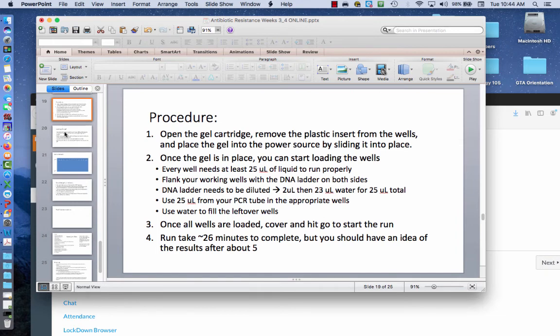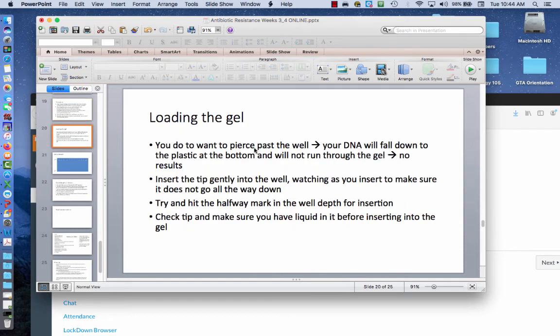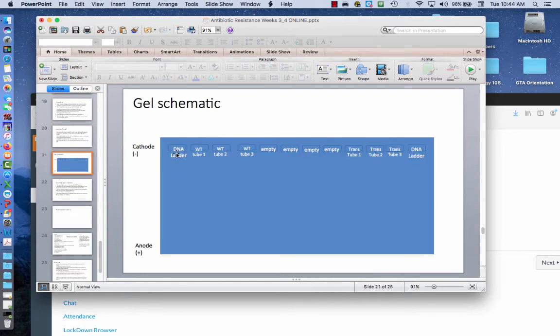We already did all this for you, so I guess we don't need to talk about the procedure and exactly how you open the cartridge. We were careful not to pierce the gel when we loaded our samples onto the gel. This is sort of how our gel ended up looking. We have a DNA ladder in well 1. This is a collection of DNA fragments at known sizes so that we can compare our unknowns.